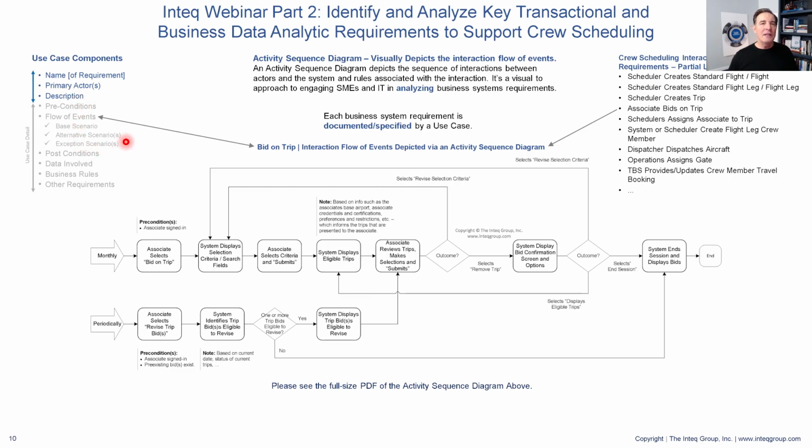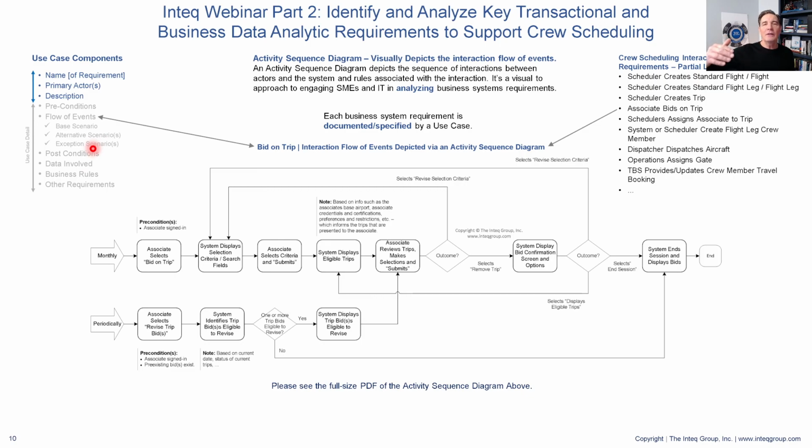Then we go to the deeper analysis. Now we go down to flow of events, right? What are the various scenarios? The baseline scenario, alternative and exception scenarios. And data involved, right? We do that back in section 1 or part 1. What are the things we need to know about to enable these kinds of things to happen? Because they all work together, right? And then other business rules and requirements. So that's the concept of a use case.